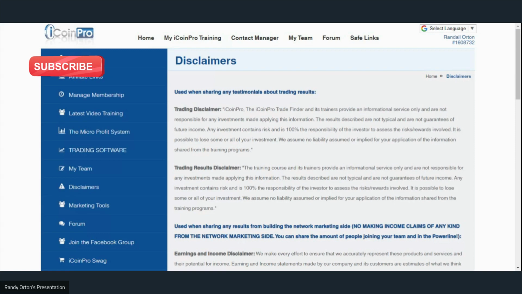iCoinPro Trade Finder and its trainers provide an informational service only and are not responsible for any investments made applying this information. The results described are not typical and are not guarantees of future income. Any investment contains risk and is 100% the responsibility of you, the investor, to assess the risks and rewards involved. We're going to teach you how to do that. We teach you a lot in the free boot camp, but the extensive training offered by iCoinPro is going to reduce the risks and extend the rewards for you. So, without any further ado, let's get going.